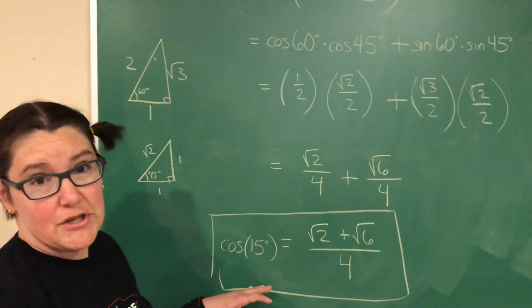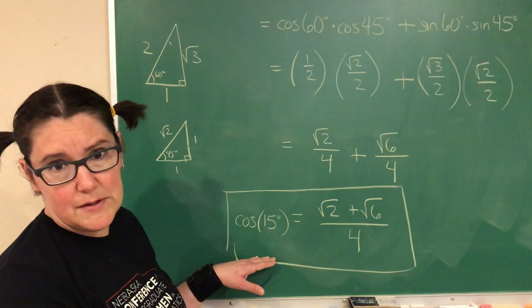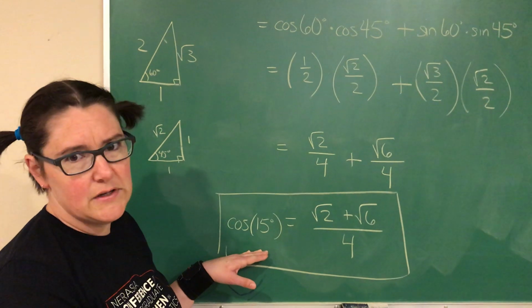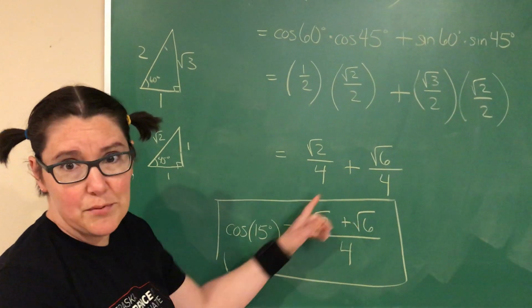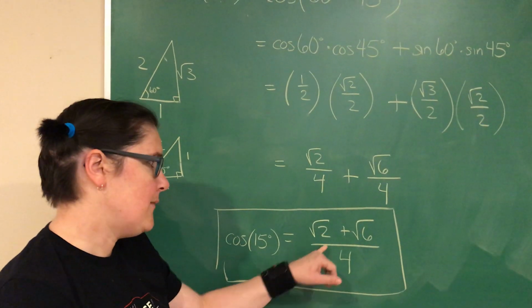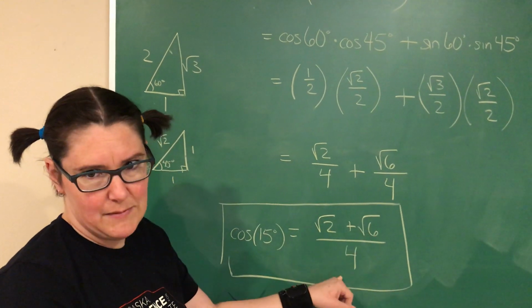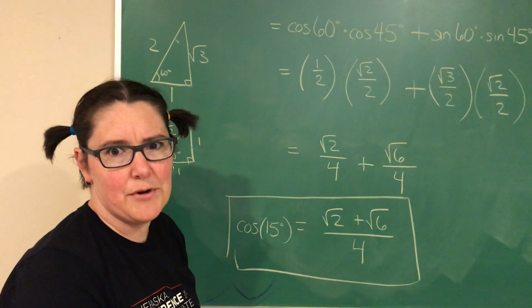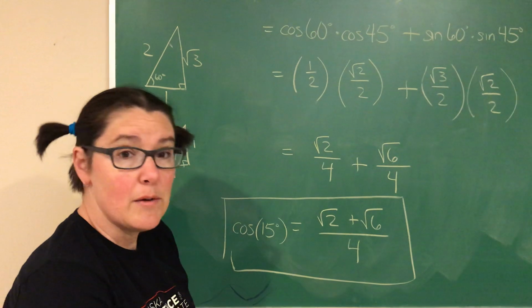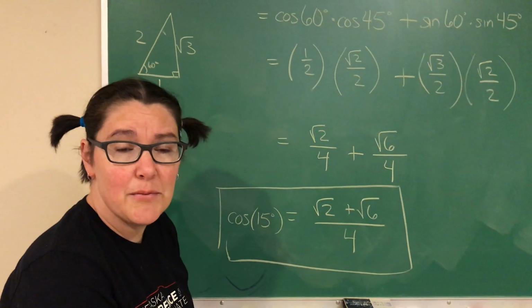And you can double check that if you put your calculator in degree mode and type in cosine of 15 degrees, you'll get a decimal approximation. And if you type in root 2 plus root 6 divided by 4, you should get the exact same decimal approximation. Okay, we're going to pause here and we'll come back for the second part of lecture 1.